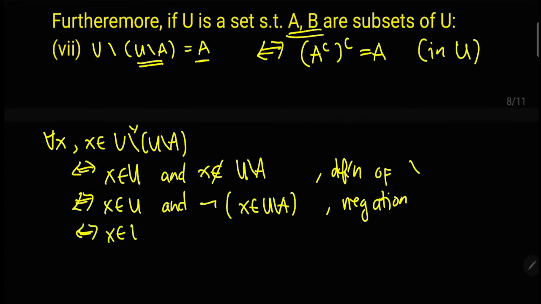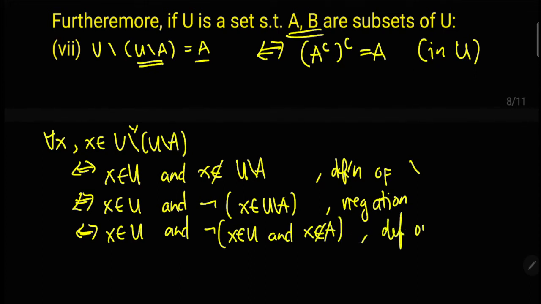Now inside the statement, we can now use the definition of complement. So let me rewrite: X is in U and whatever is inside, it is not true. So it is not true that X is in U and X is not in A. Again, that's the definition of complement. That's the only time you can use the definition. You have a definition for in the complement, but you do not have a definition for not in the complement. That's why we apply negation first.